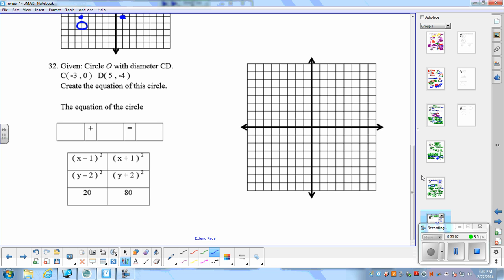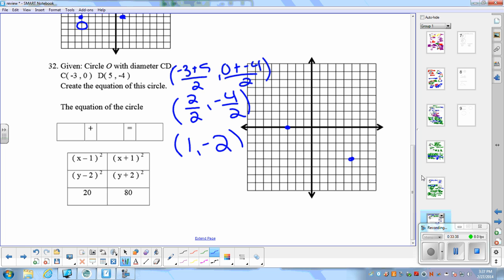All right, so I know that I have circle O with the diameter CD, so I need to find my midpoint, find my center. I'm going to graph my points. All right, so my midpoint. I'm going to do (−3 + 5) divided by 2, and then (0 + −4) divided by 2. I just use the calculator, and I get 2 over 2 and −4 over 2. So this is the point. So my center is at (1, −2).